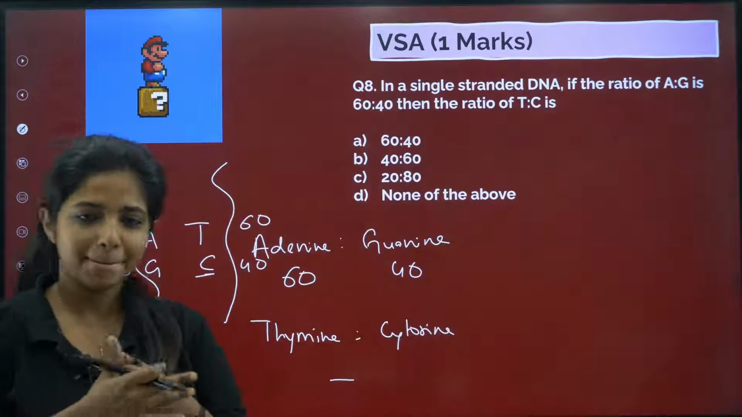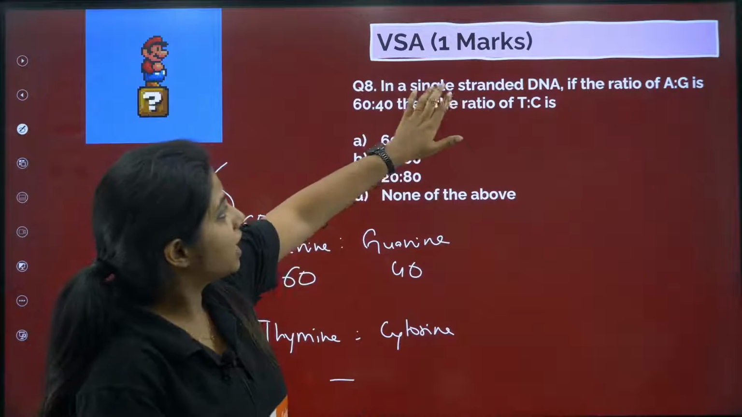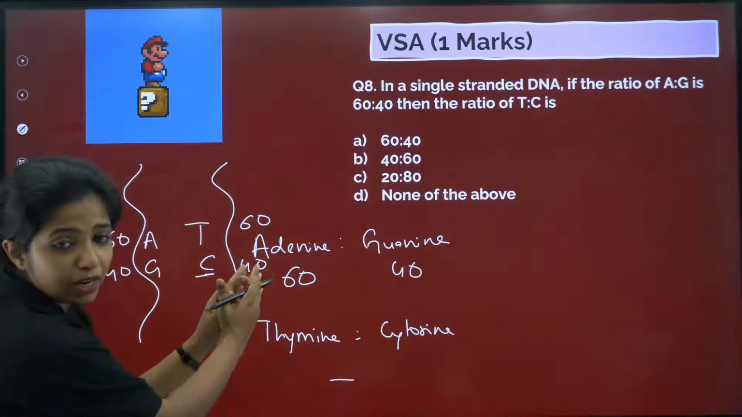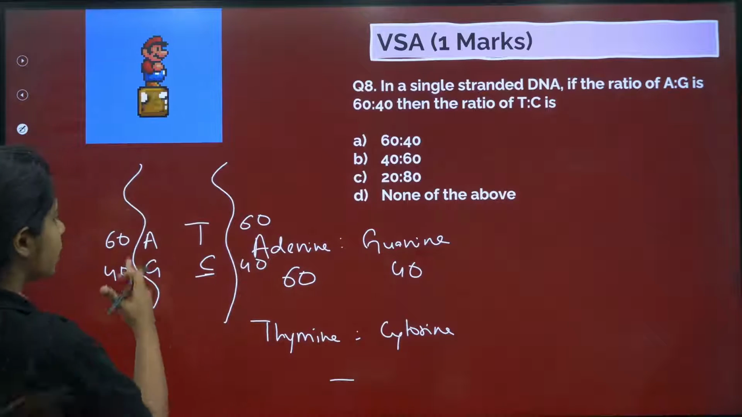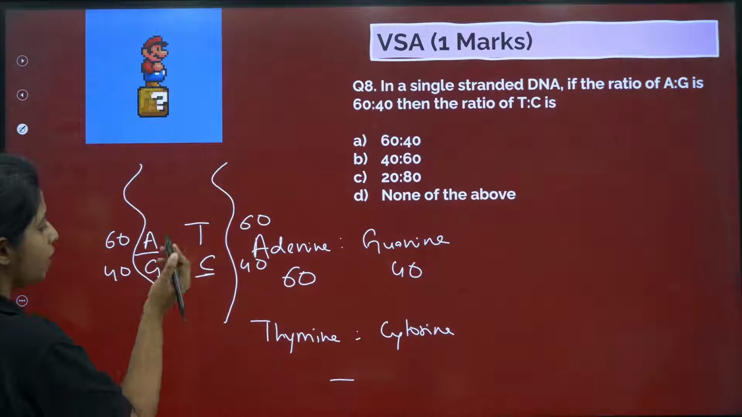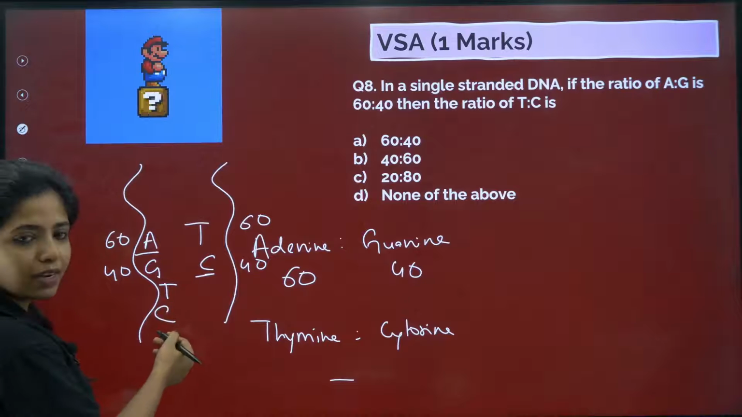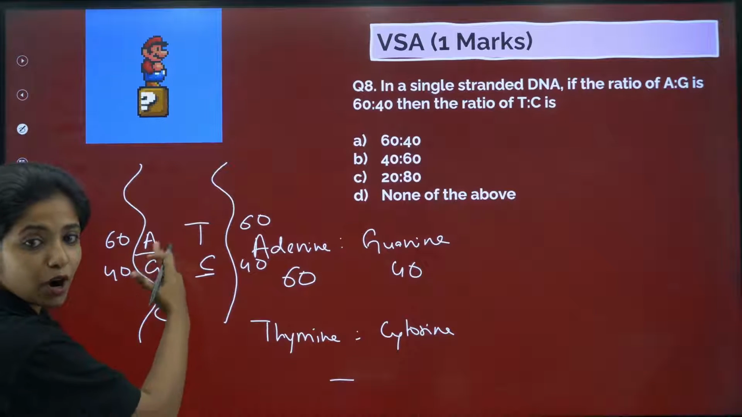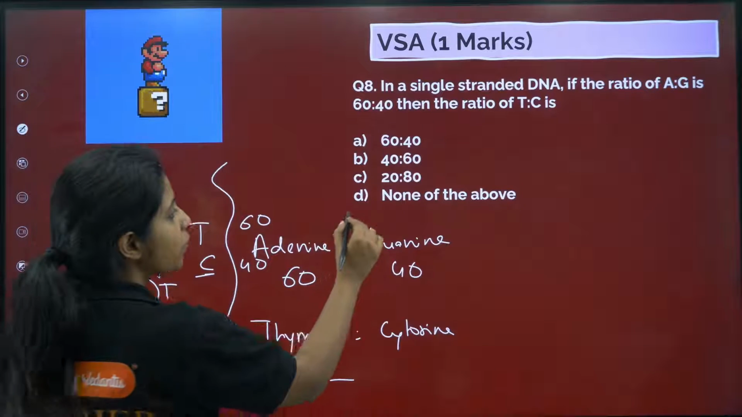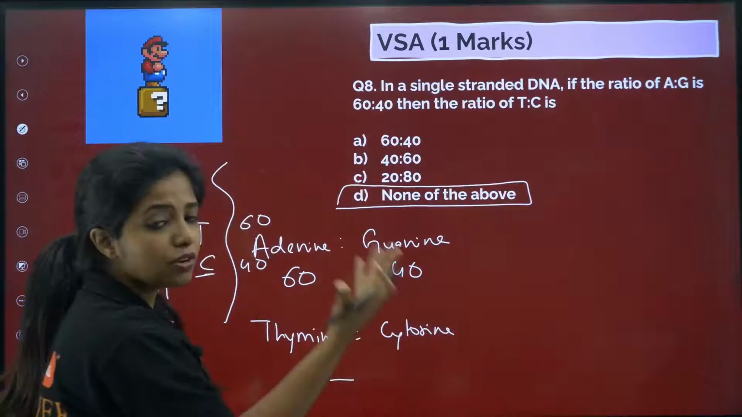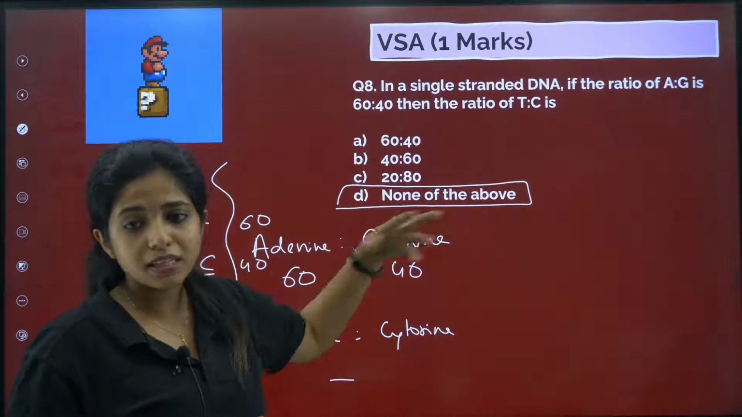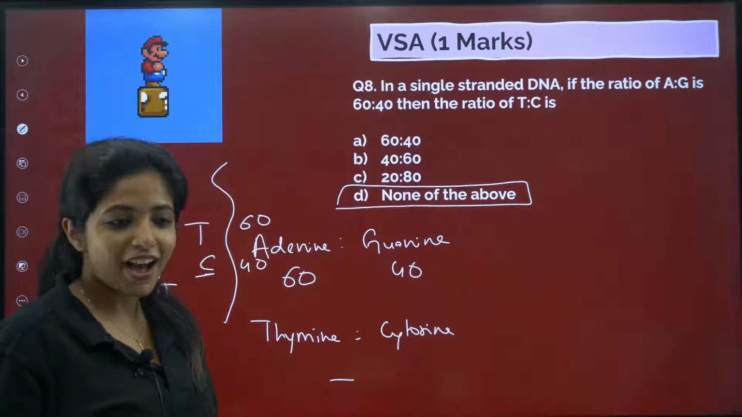Yes, chalo. I'll say, my dear child, it is basically single-stranded DNA. So can I consider this part of the DNA? If I am saying that adenine is 60, guanine is 40, thymine can be any number. Cytosine also can be any number. It's about the single-stranded DNA. I'm not asking about the base pair thing. It's not a double-stranded DNA. So the answer will be none of the above, because we do not know. How can we know? In a single strand, if this is the ratio, then the ratio of T and C is none of the above. We did not know.